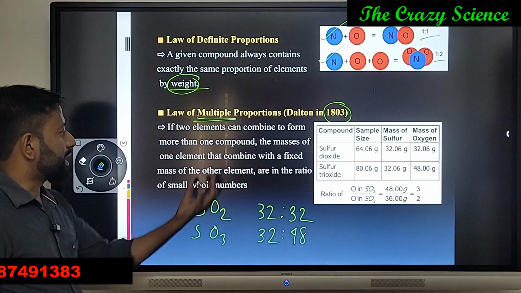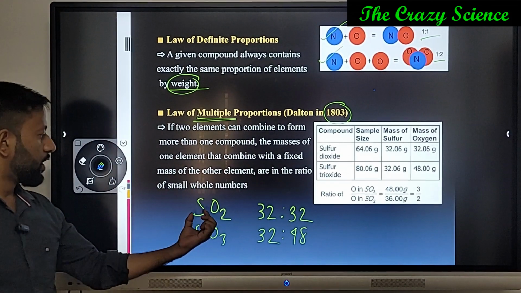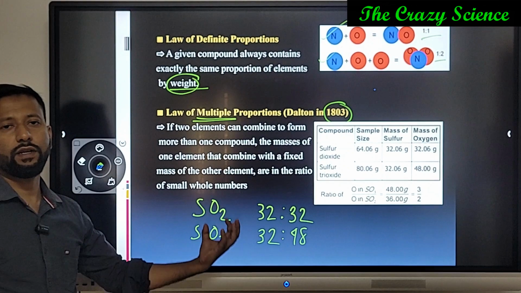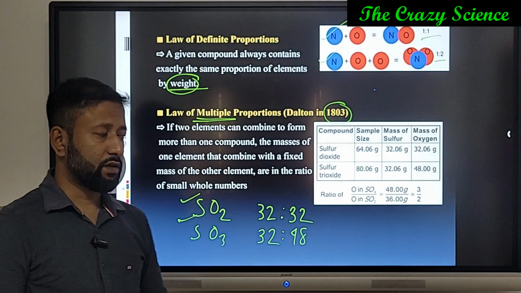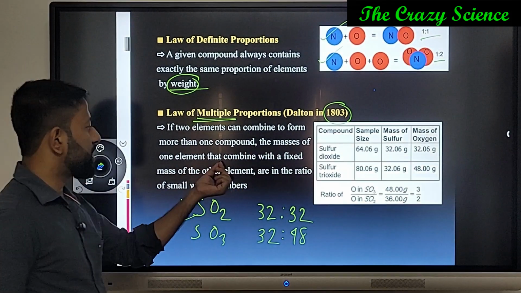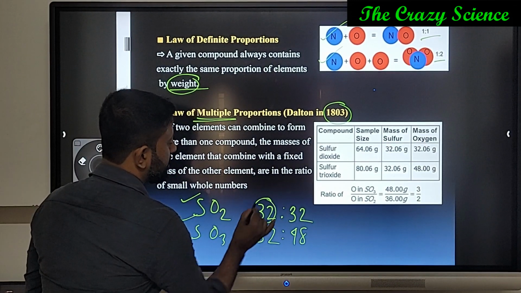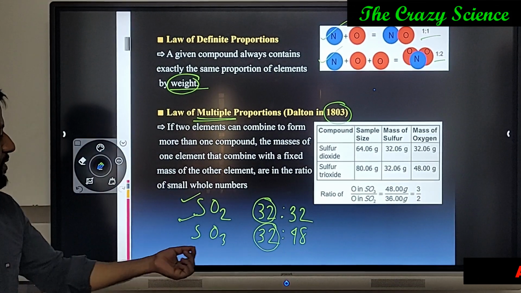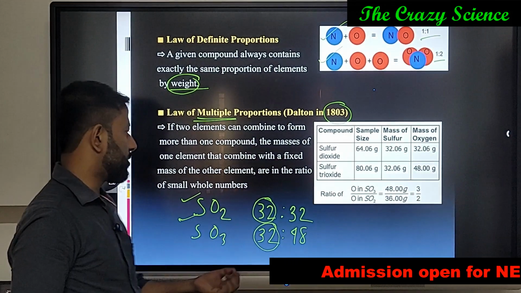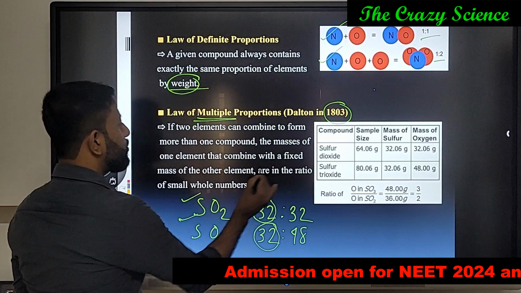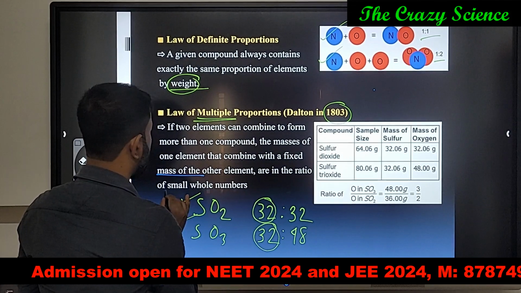Now what is the law saying? The law says that if two elements can combine to form more than one compound, so there are two elements and they are combining with each other and generating two different compounds. One is sulfur dioxide and another is sulfur trioxide. Under such a situation, the masses of one element that combine with a fixed mass of the other element. So what is the fixed mass? This is my fixed mass: the 32 of sulfur, 32 of sulfur in both compounds. Under such a situation, where that is fixed, the masses of the other element combined with a fixed mass of the first element are in the ratio of small whole numbers.